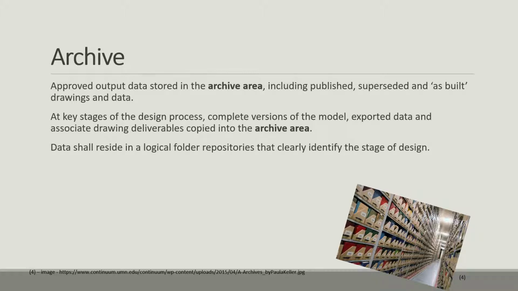And then finally it goes on to the archive. This is the approved output data stored in the archive area. This has all got the published areas and the as-built drawings and data. At the key stages of the design process, complete versions of the model, exported data and associated drawing deliverables are copied into the archive area, and the data shall stay there in the folder that clearly identifies the stage of the design that it's at, so there's no confusion about whether it's finished or not.